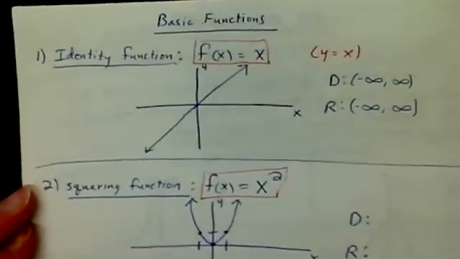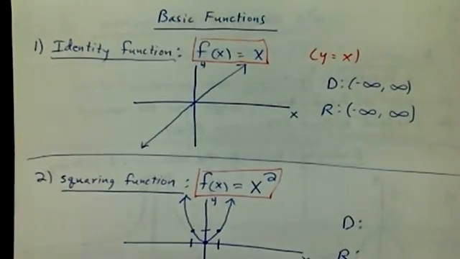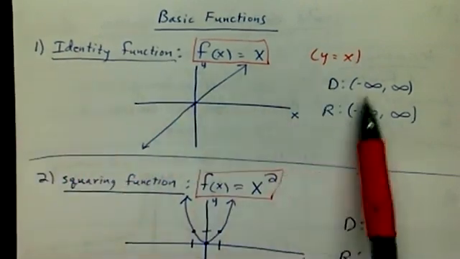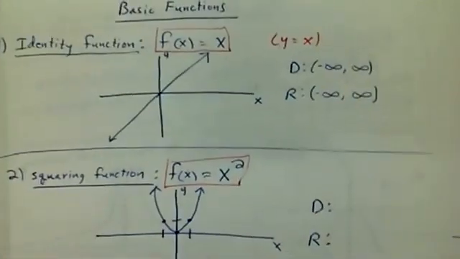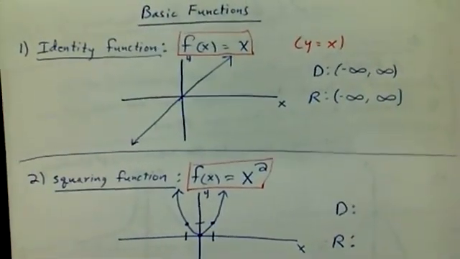So let's get started looking at the basic functions. What I want to start with is what we call the identity function. I'm pretty sure everyone's familiar with it. It's f of x equals x, or just y equals x. Notice that it's continuous everywhere, and we know its domain is all real numbers, and its range is all real numbers. So nothing too new there.